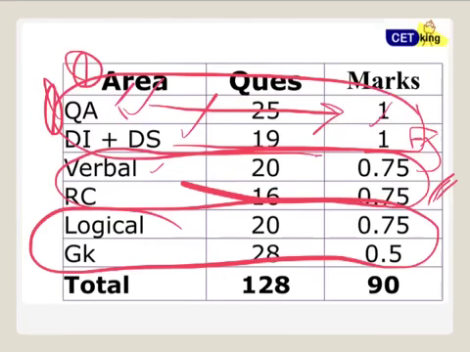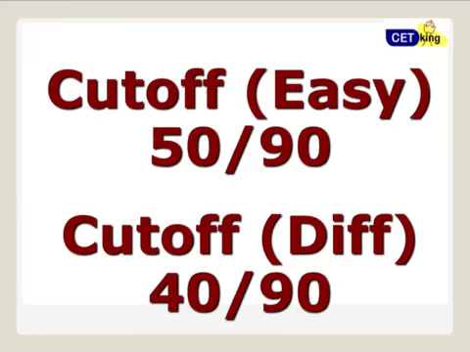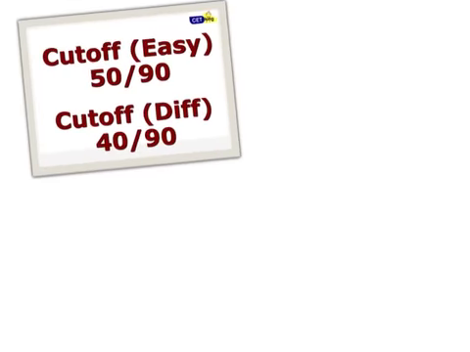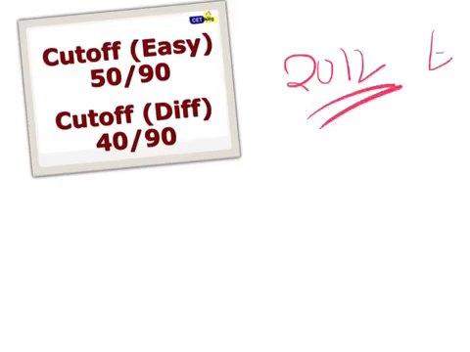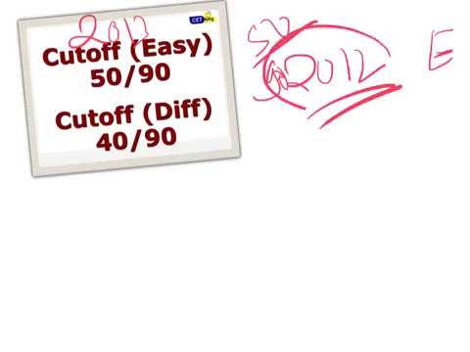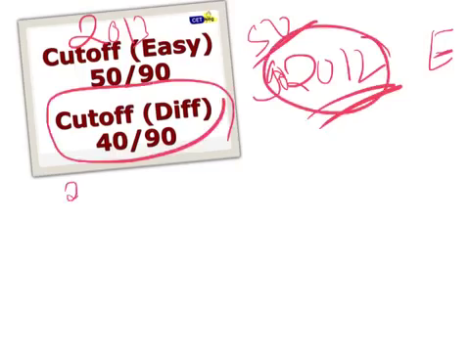So that's the overview of your paper. Not every question is 1 mark. The cutoff for the exam changes every year. For example, the 2012 paper was very easy compared to the earlier years' papers, so the cutoff went up to 48 to 50 marks out of 90. In 2013 also we can expect the same thing. If the paper is easy, the cutoff will be high. But if the paper is like the last 2 years, like 2012 and 2011, then the cutoff will fall to around 38 to 40.